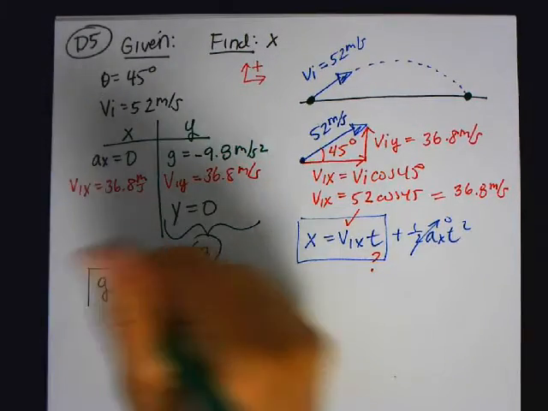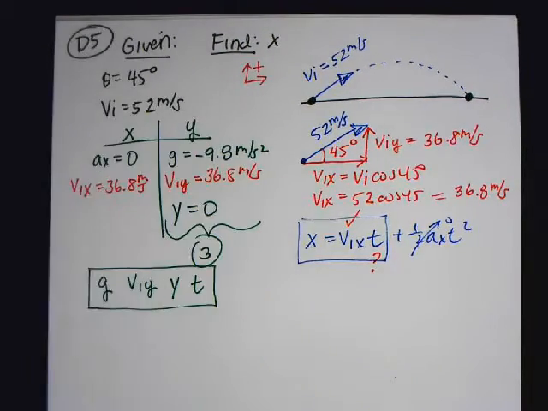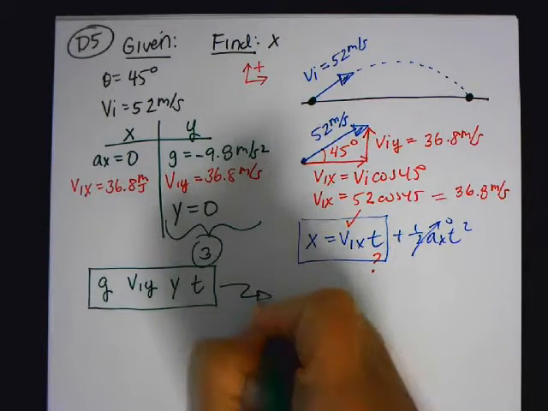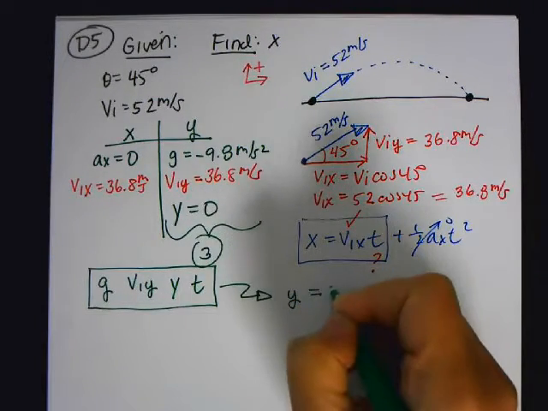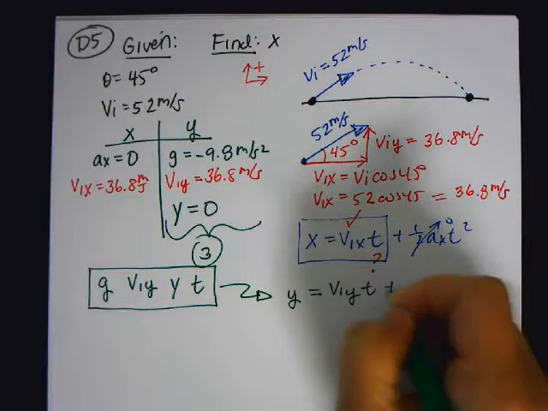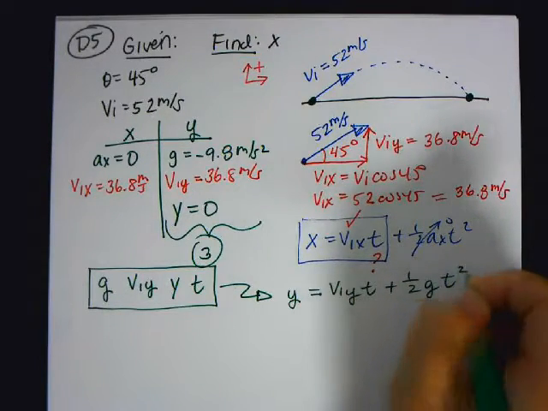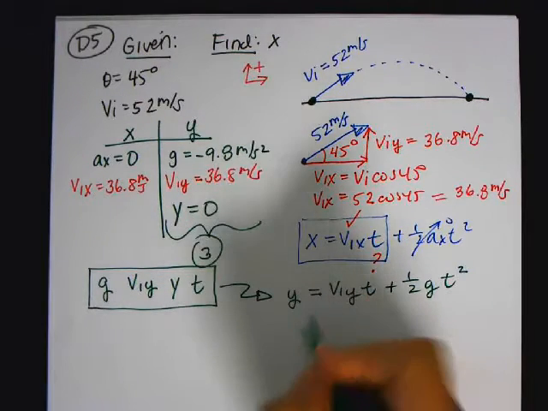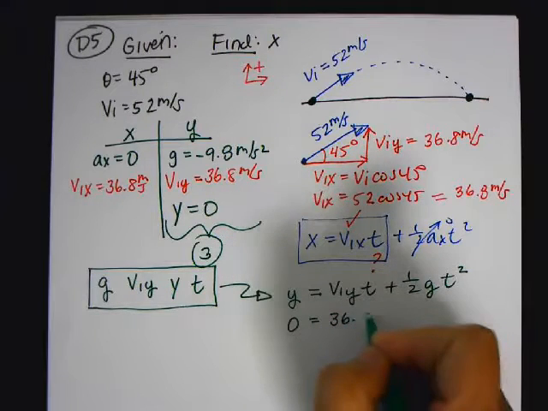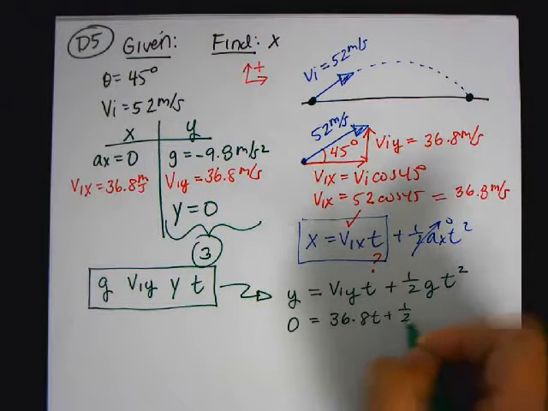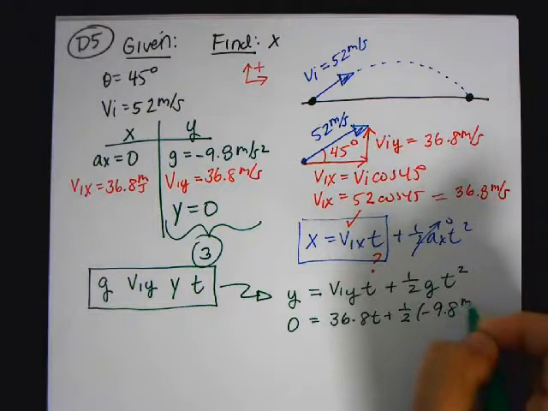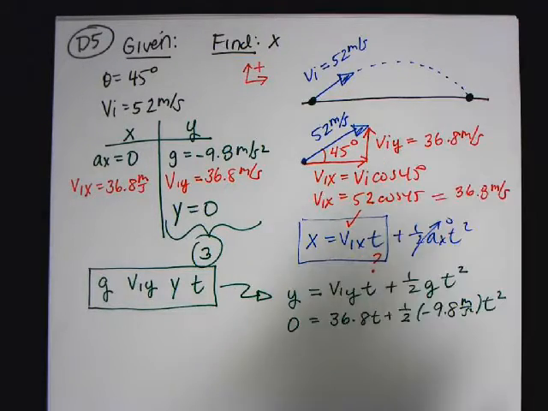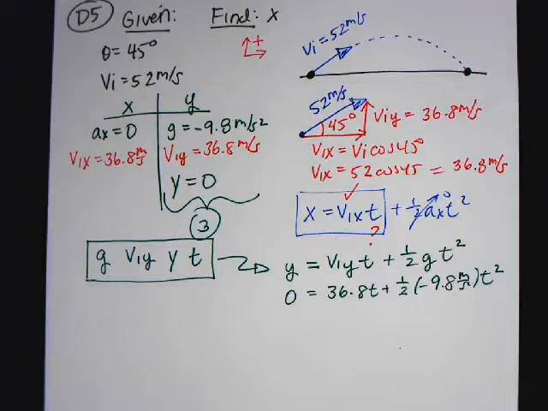Now, is there an equation that has these four variables in it? There is. The equation is y is equal to VIYT plus 1/2 GT squared. The problem is VIY is not 0. So if I substitute in my values, I got 0 is equal to 36.8t plus 1/2 negative 9.8 t squared. What happens here? I have a t and a t squared.